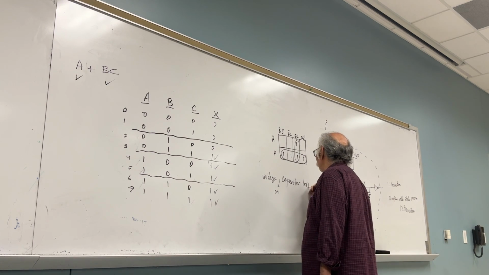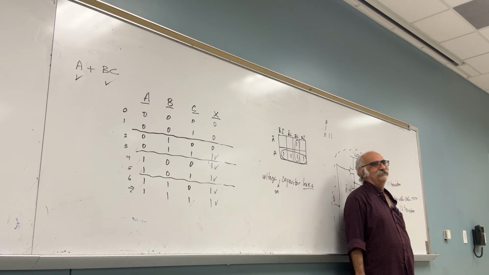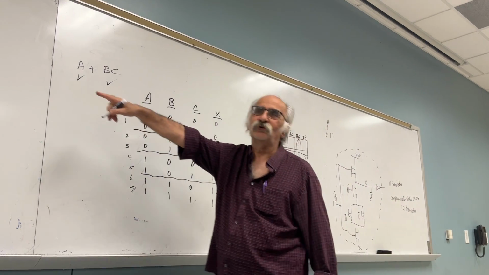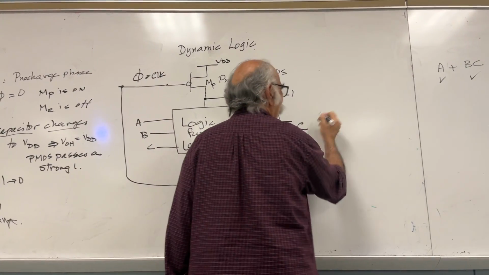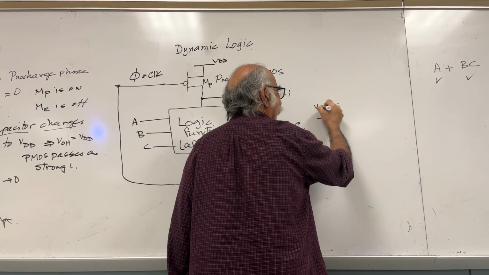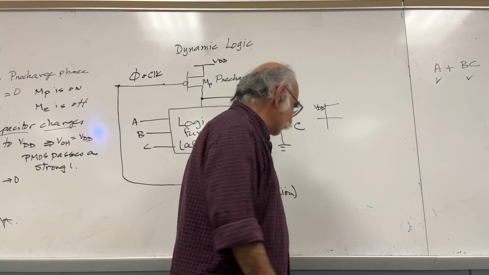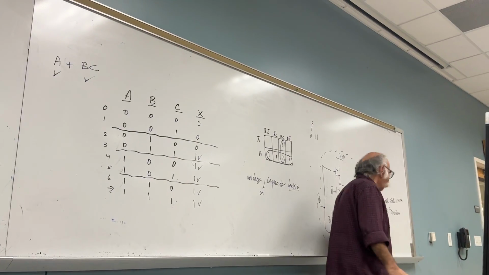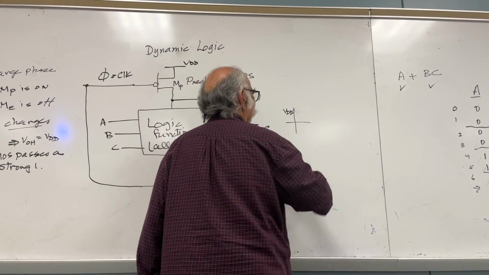Voltage on capacitor leaks. What does that mean? So I pre-charge the capacitor to what? To VDD. Yes. So the voltage across the capacitor is what? VDD. Yes. Does it remain VDD? No. What happened? It begins to what? Leak.